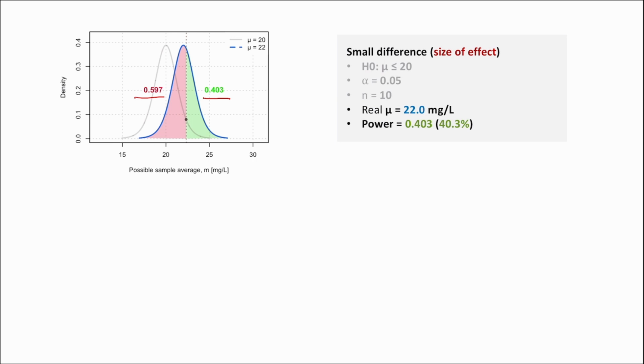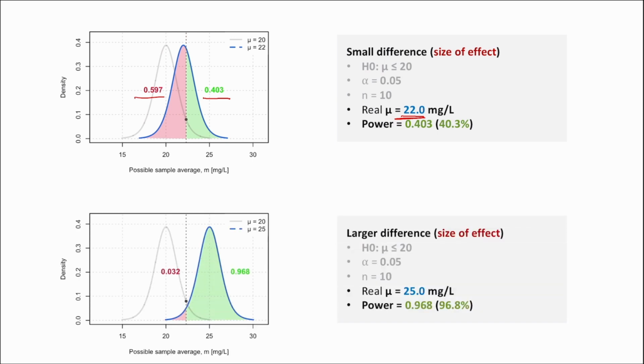Now, what happens if the lake is getting more contaminated? In our case, the real concentration of TAN, total ammonia nitrogen, is 22 milligrams per liter. What happens if we have 25? So it increased by 3 milligrams per liter. You remember that mu is the center of this distribution, right? This is fixed because our null hypothesis is 20. But now this one is 22, and this one is 25. So it gets further away from the null hypothesis.